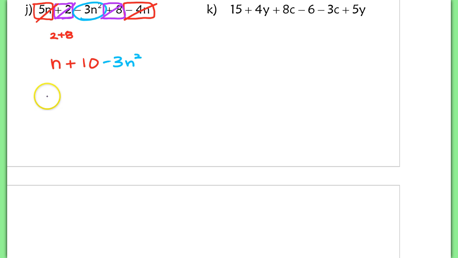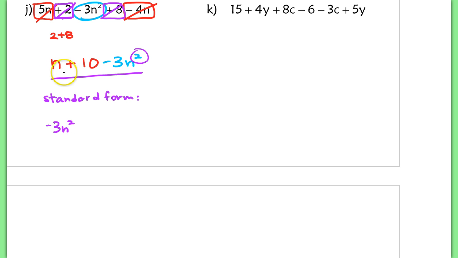This is something that we want to do in the future, and it's called writing something in standard form. In standard form, when you write an answer, usually you'll see it in alphabetical order, so a lot of times an A comes before a B, an X comes before a Y, but also the variable with the highest exponent, so in this case, since that's the highest exponent here, that term comes first. So written in standard form, this answer would be negative 3n squared.